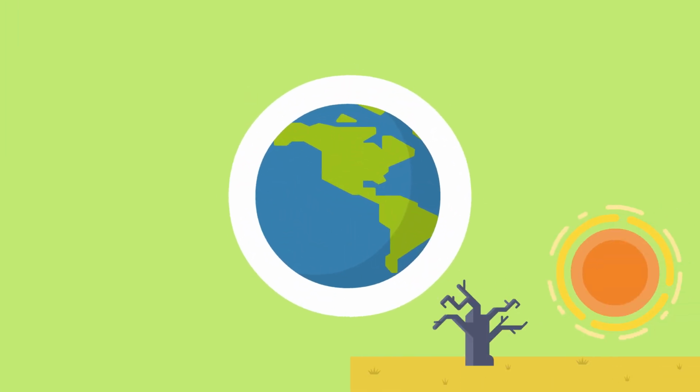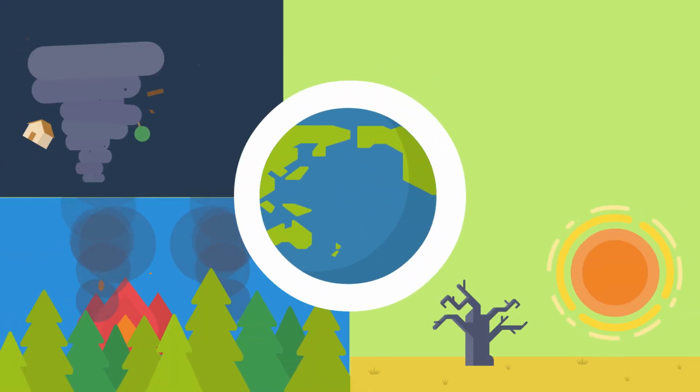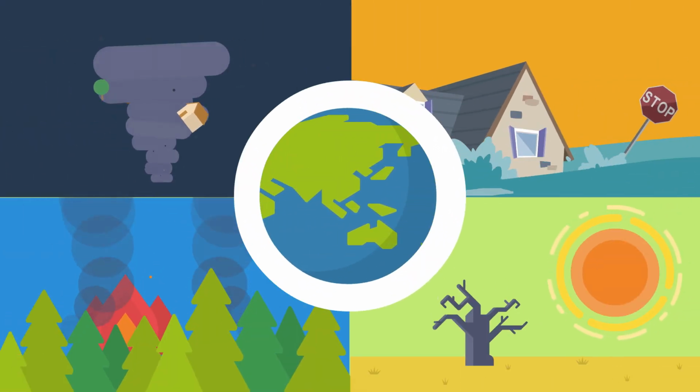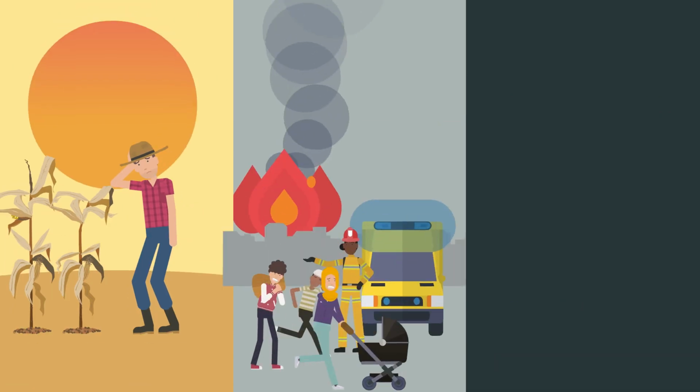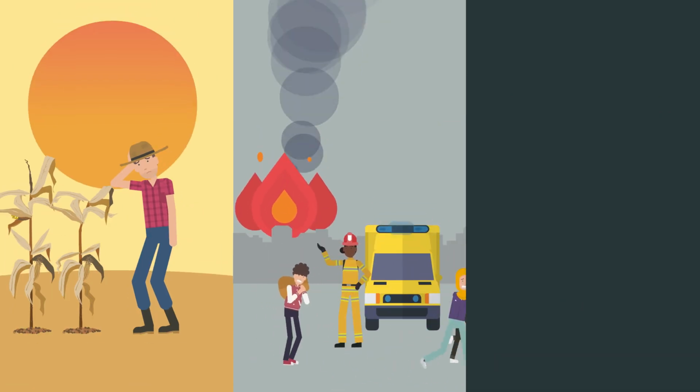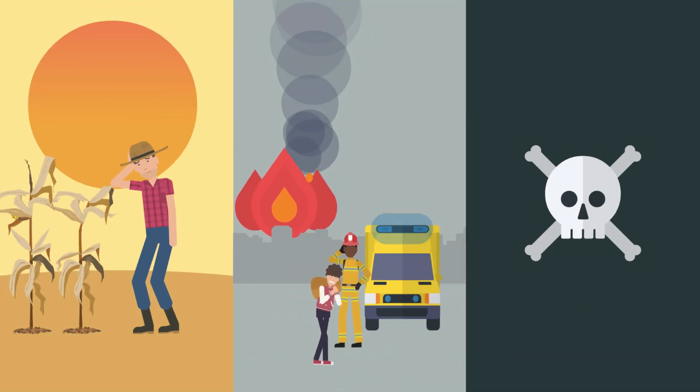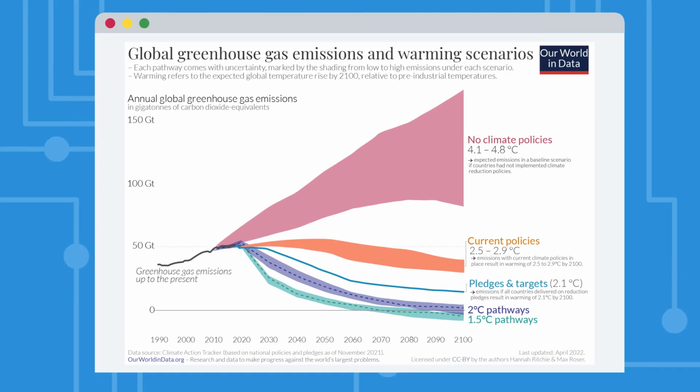This is causing more frequent and intense storms, flooding, wildfires, and droughts, resulting in crop failures, mass displacement, significant damage to infrastructure and buildings, and even death. Without rapid emissions reductions, there is a high chance we will reach 2.5 to 3 degrees centigrade, or about 4.5 to 5.4 degrees Fahrenheit, of warming by the turn of the century.